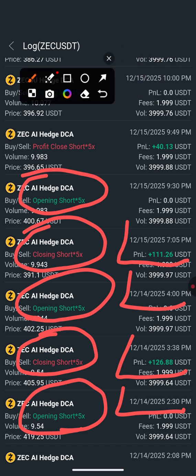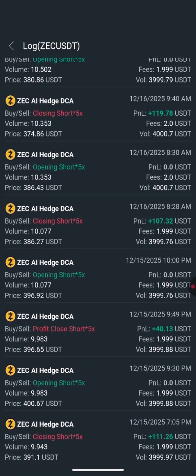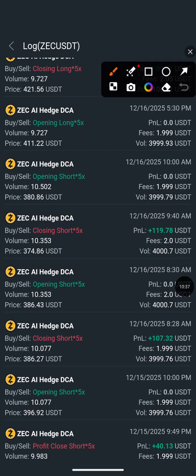All right, and then it closes the short, right? Okay, so this was not a partial close, but maybe I'll show you one of the partial close later on. So yeah, this coin was just making money from shorts. You see, just making money from shorts.